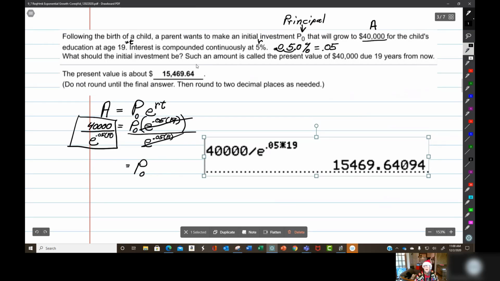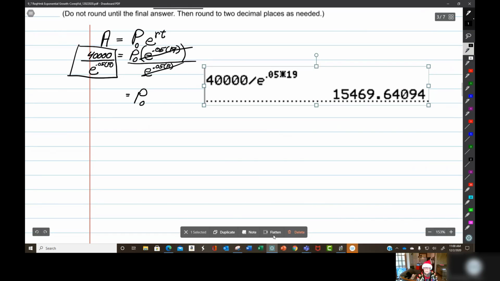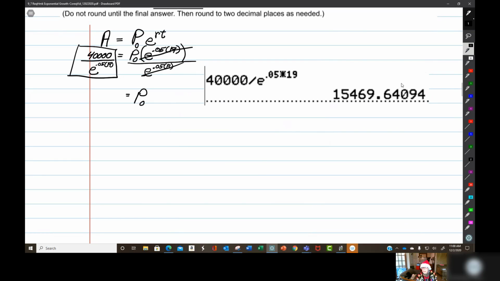Okay. Round to 2 decimal places. Well, this time that's going to be really, really easy because look at that. Here's your second decimal place, the 4. You look immediately to the right, and that 0 is not going to cause the 4 to go up to a 5. So we are done. $15,469. This is how much they need to put in the bank. That's going to be their principal.